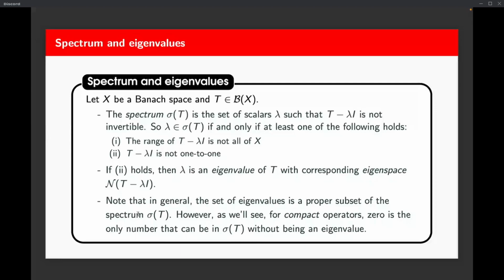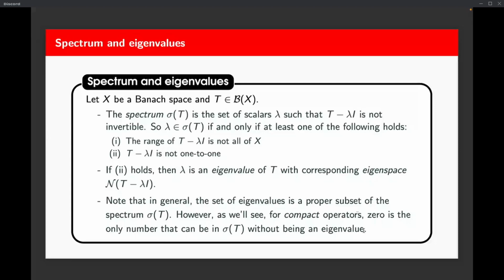So in general, you can have lambdas for which T minus lambda I is 1 to 1, but the range is not all of X. We'll see for compact operators, however, the only special case is 0. So if the set of eigenvalues is a proper subset of the spectrum, the only thing that can be in the spectrum that's not an eigenvalue is 0. For non-compact operators, that's very far from true, and I have an example at the end of the presentation.